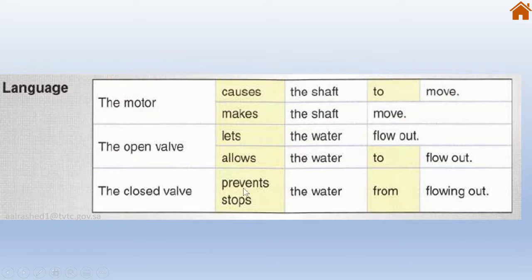Okay. And finally, the avoidance, to stop or avoid something from happening. But bear in mind that if you use prevent or stop, you must add the preposition from. In addition to that, you must add the verb with ing. Okay, you cannot say from flow. This is incorrect. Okay, so let's see the examples and upcoming exercise.